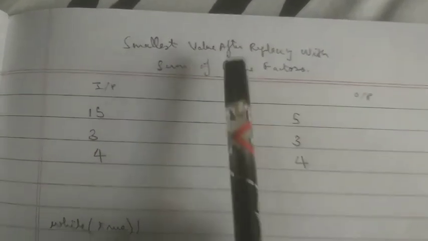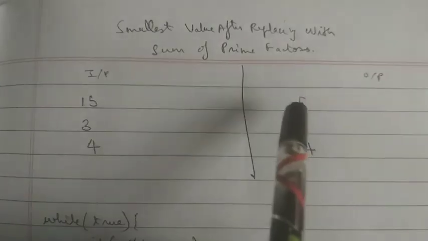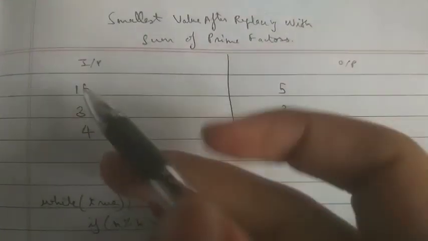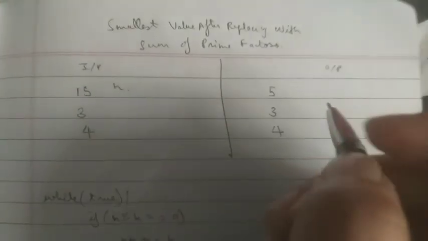In this video, I'm going to discuss the smallest value after replacing with sum of prime factors problem which occurred in the LeetCode weekly 324 contest. It states that you will be given a number n and you have to replace it with the sum of its prime factors, and then you have to go on replacing it and find out the smallest number that can come as the answer.